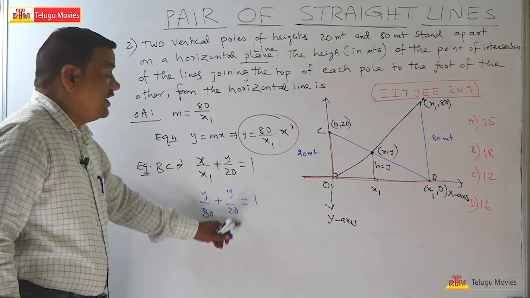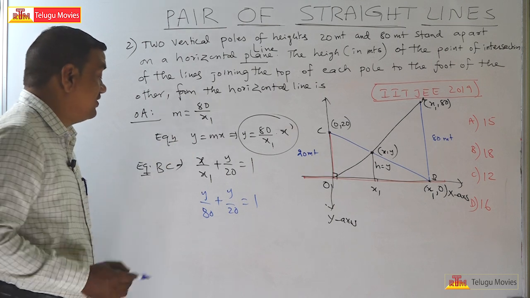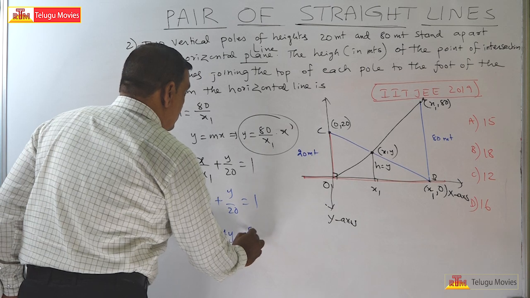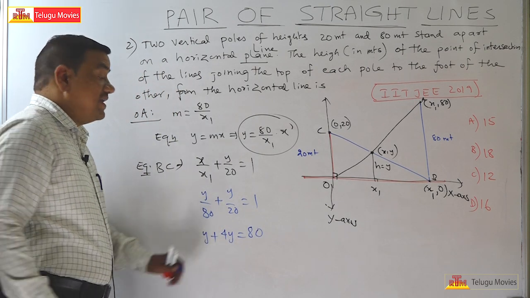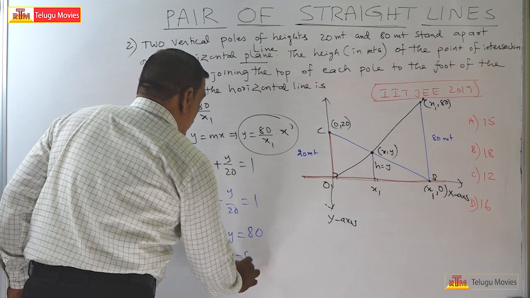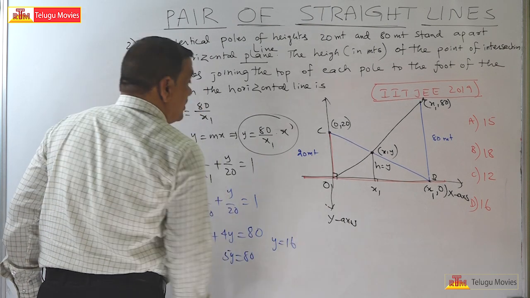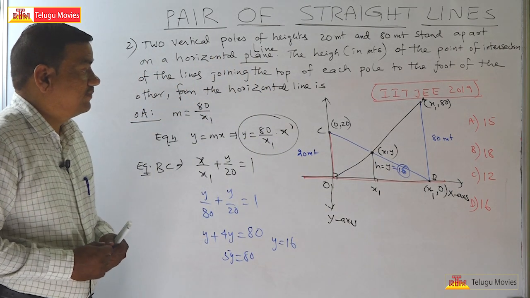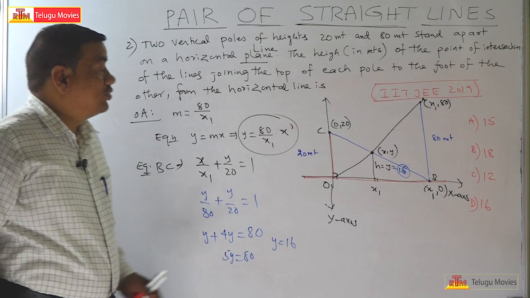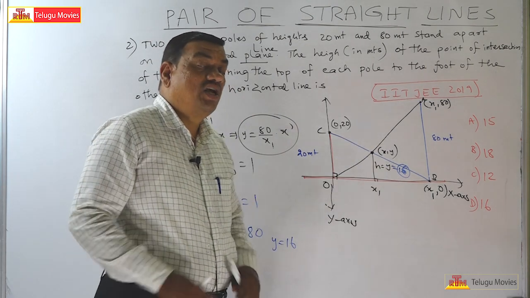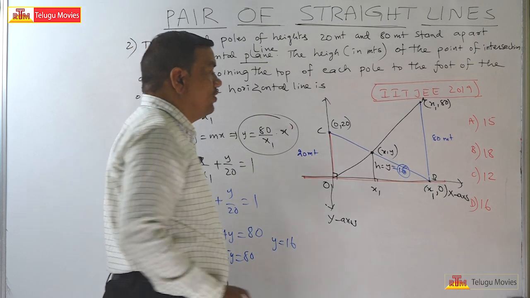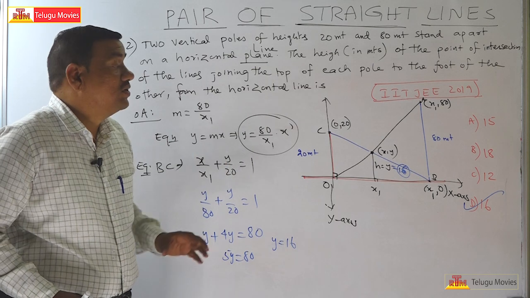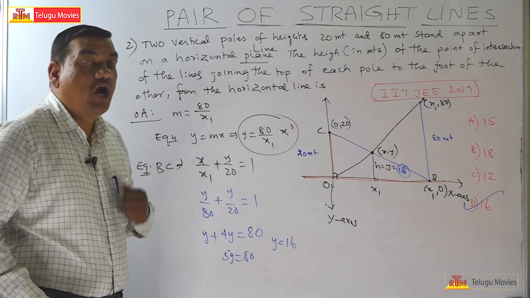Now, 80 and 20, the LCM is 80. So multiply with 80. Here we get y plus 4y is equal to 80. y plus 4y, that is 5y, is equal to 80. So y is equal to 16. That means the height, the y coordinate, is 16. No need to find the x coordinate. So the point of intersection is at a height of 16 meters from the horizontal line.